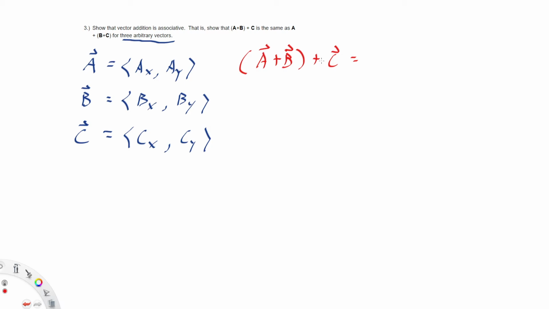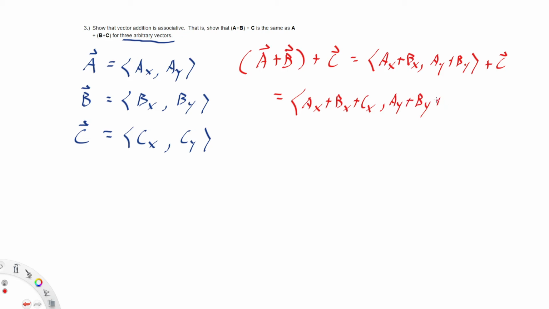If we add A and B first, then A plus B is the vector AX plus BX, AY plus BY. And then we'll add C onto that. When we add C, we get AX plus BX plus CX in the X direction, AY plus BY plus CY in the Y direction.